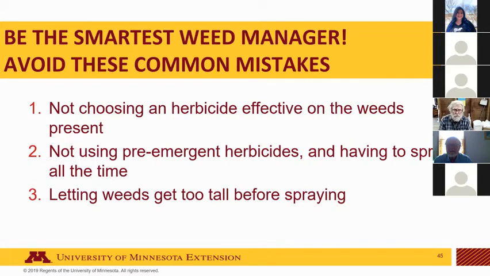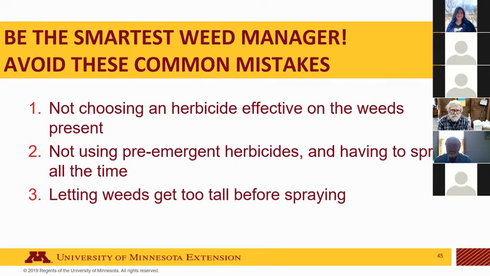The first is not choosing an herbicide that's effective on the weeds present. So I see it a lot where people might hear from a neighbor that, let's say, Gramoxone is really effective. And so they'll go buy Gramoxone without paying attention to what weeds Gramoxone is effective on. It might be effective for the neighbor because maybe the neighbor has different weeds than you have. So you want to definitely pay attention and talk to other people about what's effective, but also think about the situation in your own vineyard and what weeds you have.